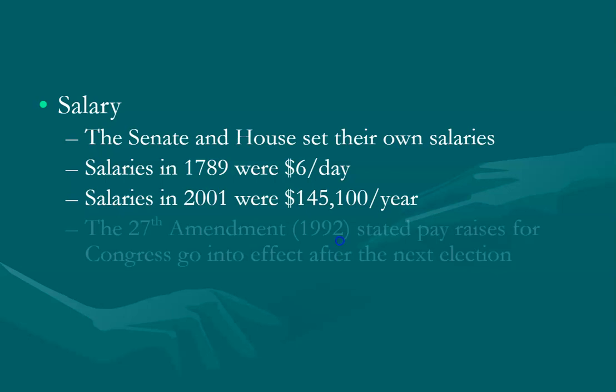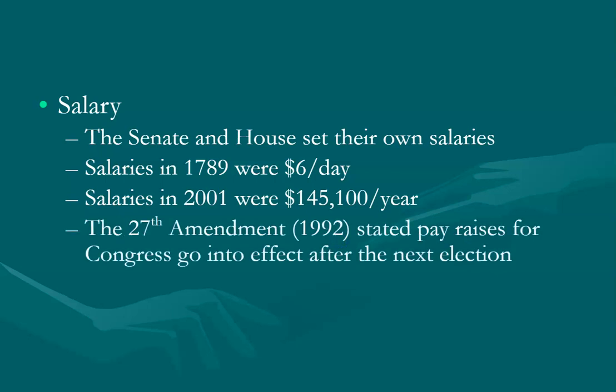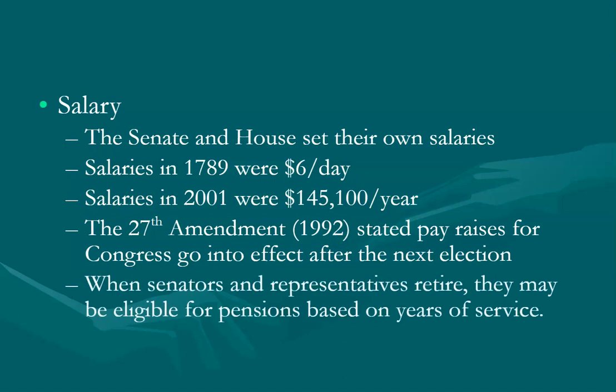$145,100 per year. Now, the 27th Amendment went into effect in the year 1992, which says pay raises for Congress go into effect after the next election. So if you vote yourself a pay raise, before you're going to see that pay raise, there's going to be an election held. And if people are really upset that you gave yourself a raise, they could vote you out of office. So you might vote for a raise not necessarily for yourself, but for the guy who's going to beat you in the next election. Go figure. When senators and representatives retire, they may be eligible for pensions for retirement plans based on how many years of service they have.